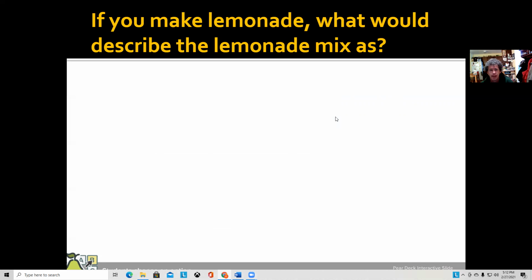As a quick recap, if you make lemonade, what would the lemonade mix be? Is the mix the solute or the solvent? And hopefully you know that it is the solute.